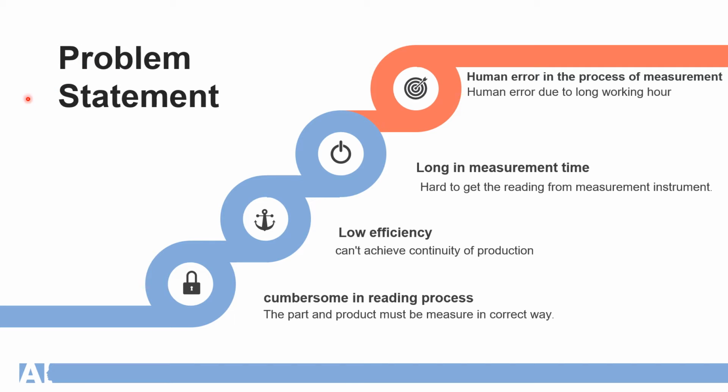Next is the problem statement. Human error in the process of measurements. Human error will happen due to the long working hour, long measurement time, and it is hard to get the reading from the measurement instrument, such as vernier calipers. Low efficiency, can't achieve continuity of productions. Last is the cumbersome reading process. The part and the product must be measured in the correct ways.